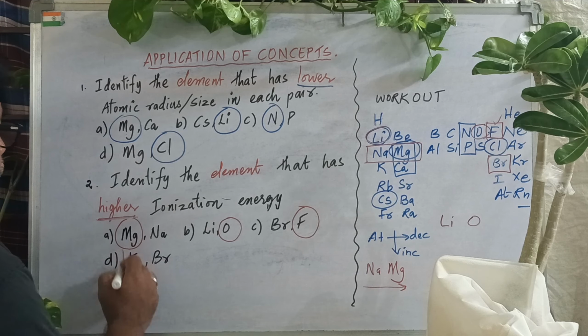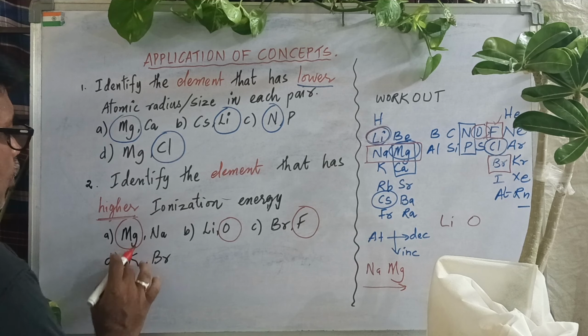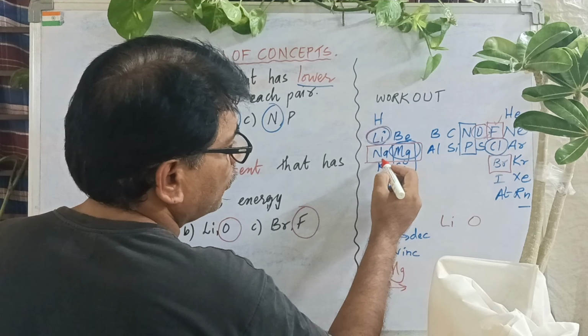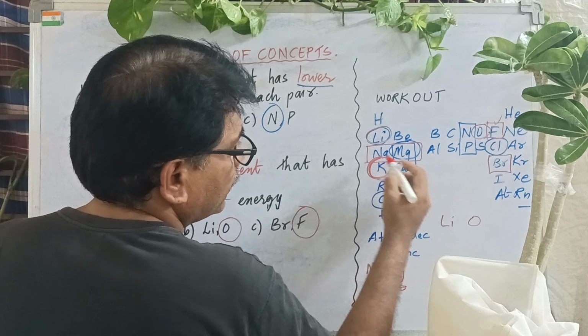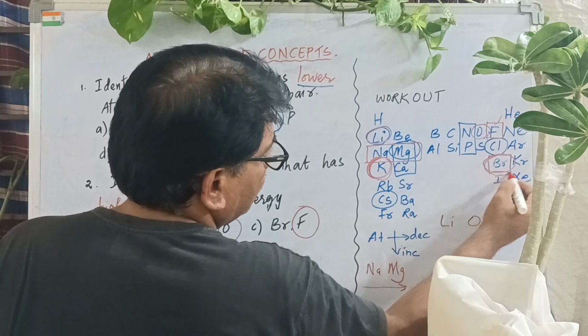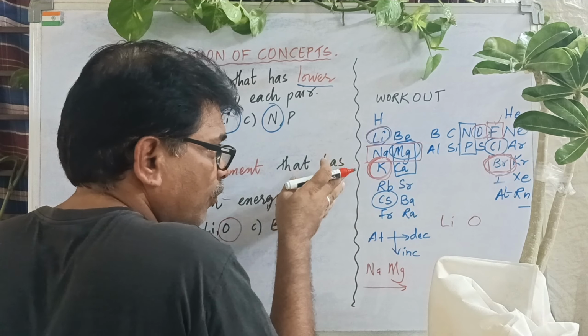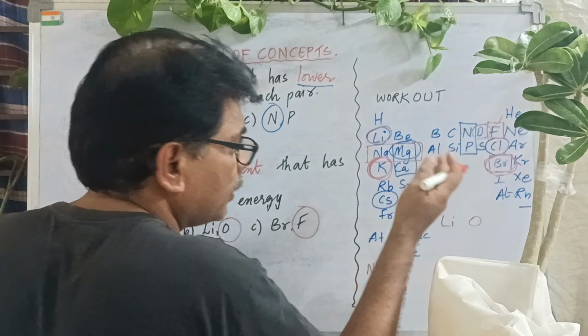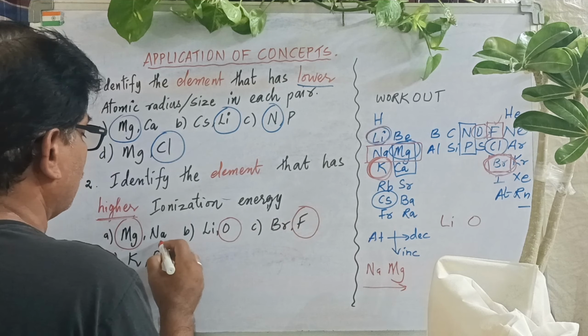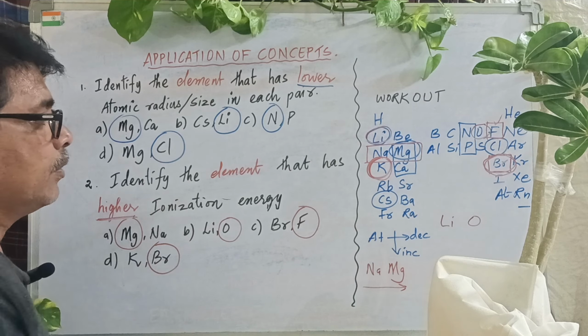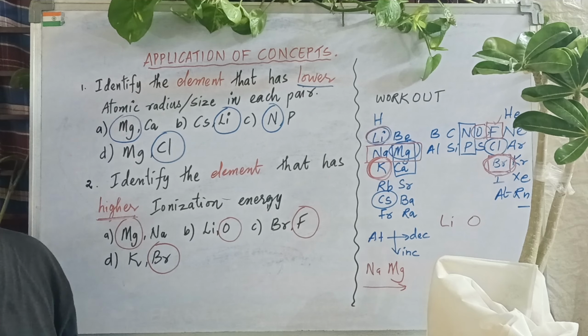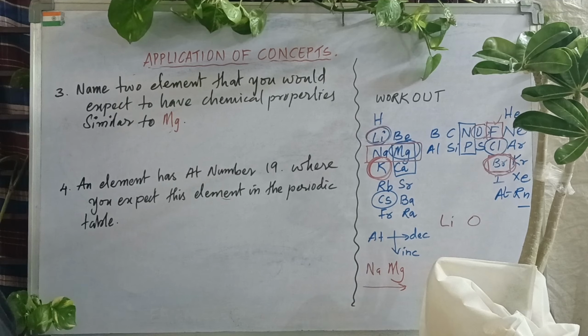Next one is potassium and bromine. So where is potassium? First of all, potassium is here. Where is bromine? It's here. So these two are in period. So in period, as you move from left to right, ionization energy increases. So your answer is bromine, right? We'll come across the next question. Get ready for the next question. Now let's discuss about the third question and fourth question.